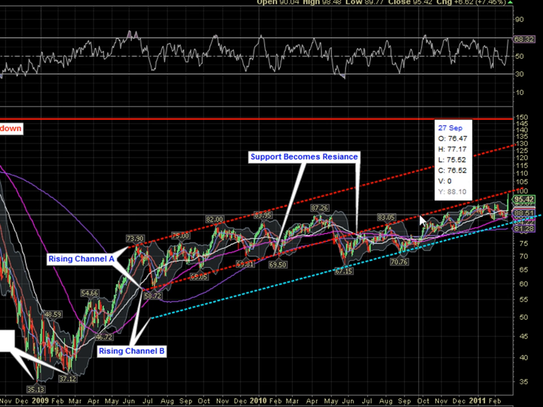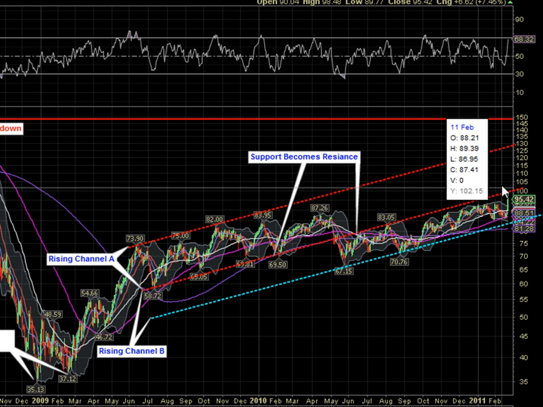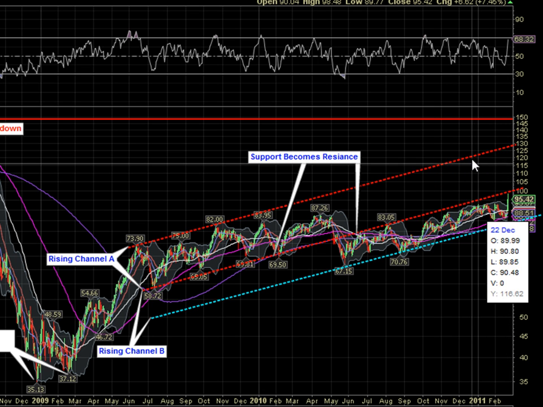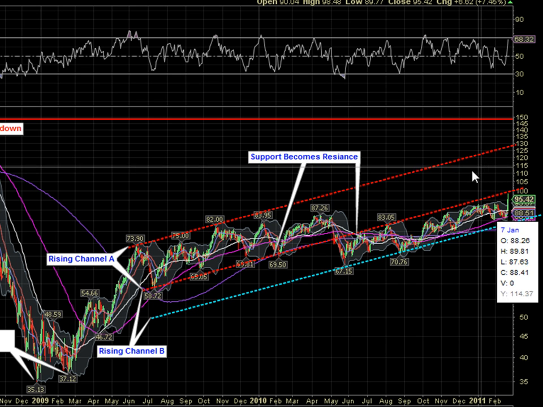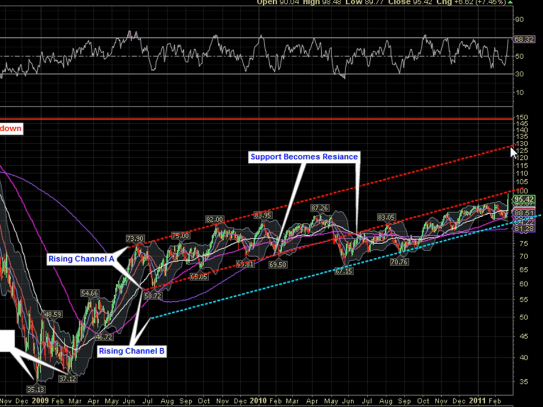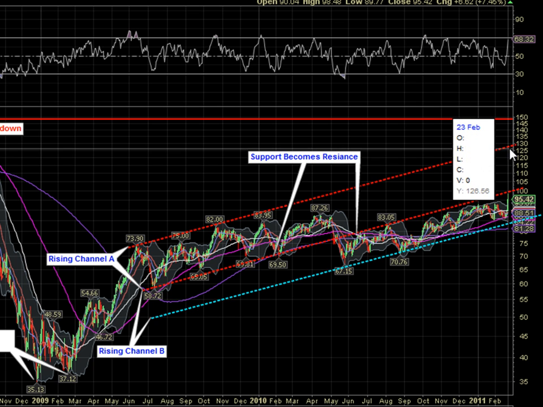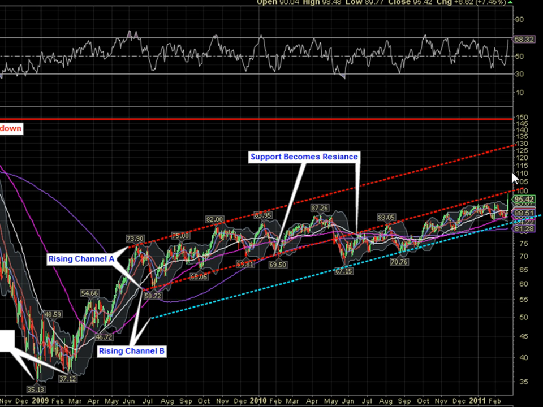So what we need to see for the price of oil to really start to take off is this resistance trend needs to be broken. Now if we can break this resistance, we should see the oil price start to trade within our channel A again that we previously were trading in. Now this has a current range of about $100 a barrel to about $130 a barrel and is trending upwards here.